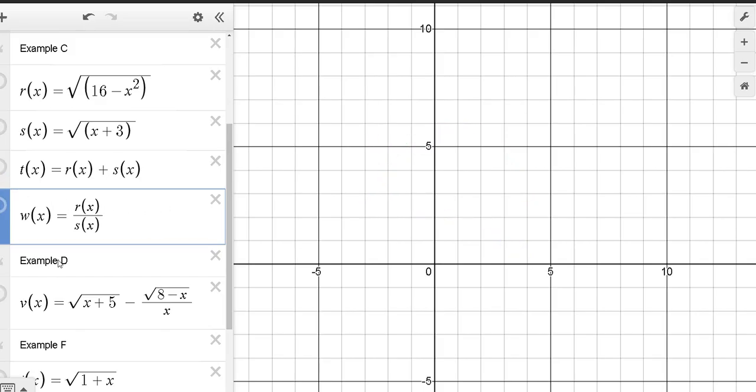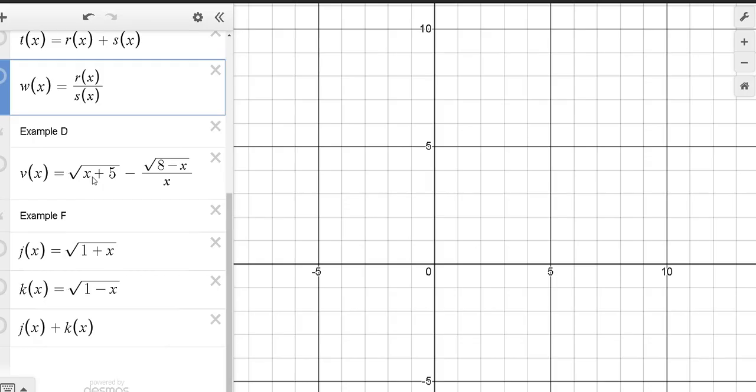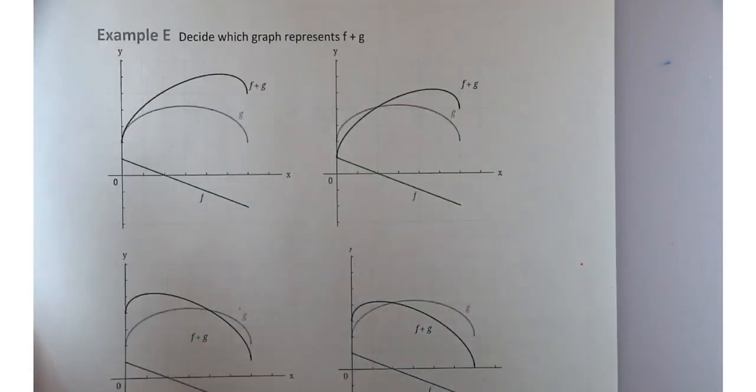I'm going to give you a chance towards the end to work on this one, so keep in mind what we just did. Let's take a look at example E.